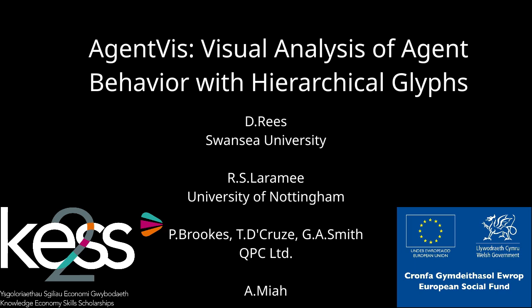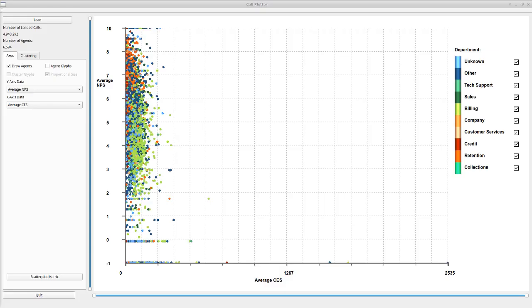We present AgentVis, an application for the visual analysis of agent call center behavior using hierarchical glyphs. The work was carried out in collaboration with our industry partner, QPC Limited, who provide technology solutions for the call center industry. Our application relies on a data-driven scatter plot layout.